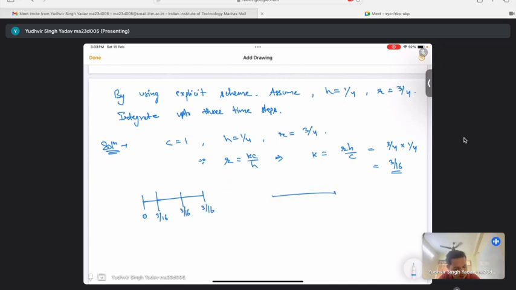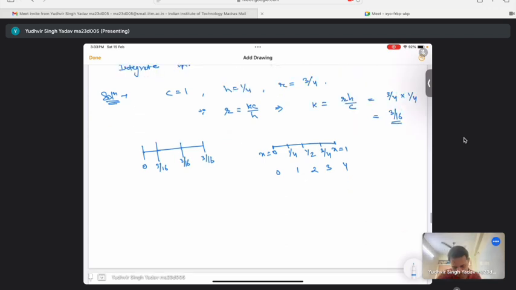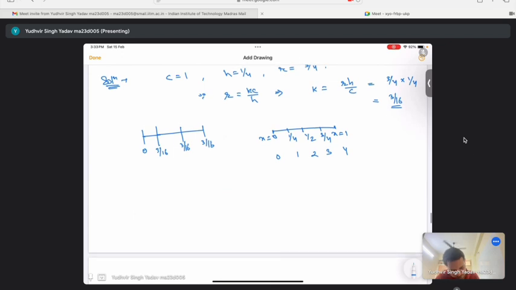And also we are given the x dimension, the range is from 0 to 1, and step size is 1 by 4. So we will have 1 by 4, 1 by 2, 3 by 4. Total number of nodal points in the x direction will be 0, 1, 2, 3, and 4. So total 5 points in x direction, and up to 3 time steps we are finding, so 4 points in the time direction. Now we will proceed with the solution.